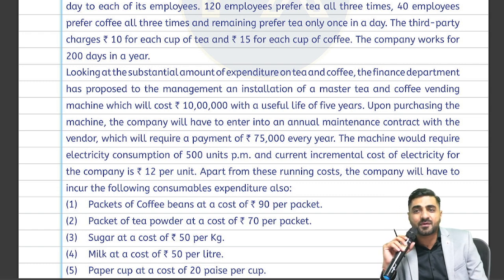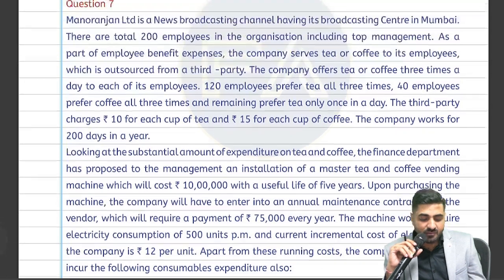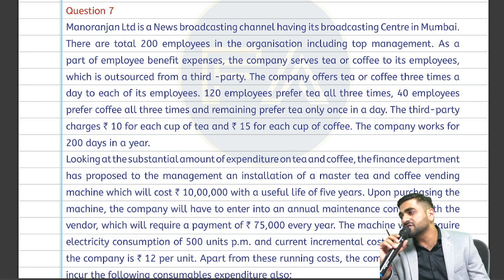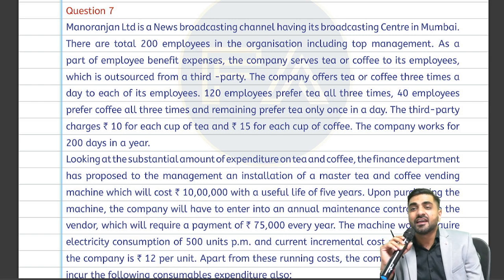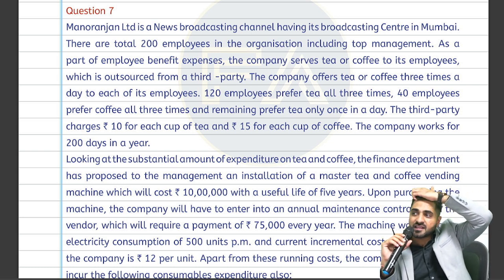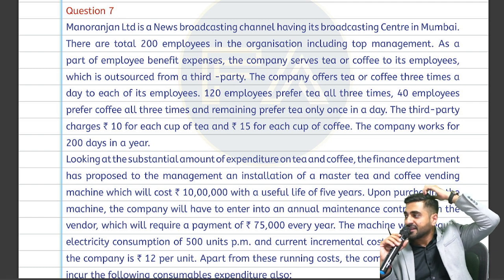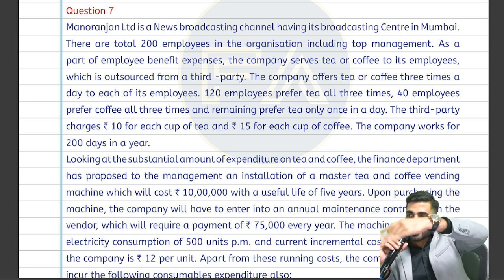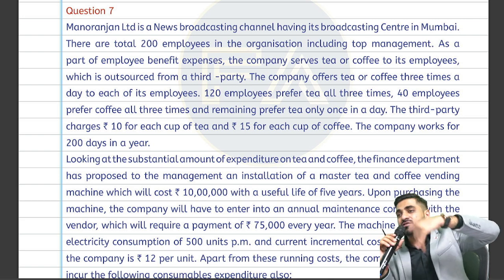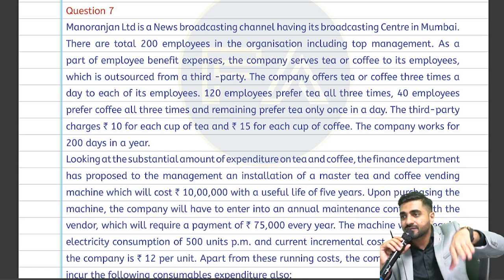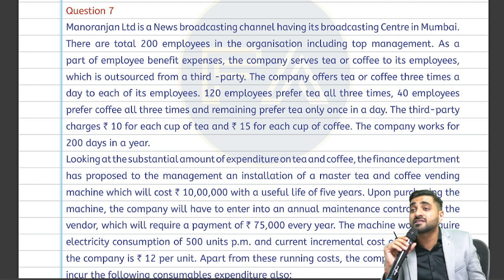What is happening in this particular company, in this Manoranjan Limited question? All these questions you'll find in the study module. In this Manoranjan Limited question, the company has 200 employees. At present, the company is giving tea and coffee to their employees by outsourcing to someone. Someone is coming from outside and giving tea and coffee, so of course they are spending some cost there. Yes or no?